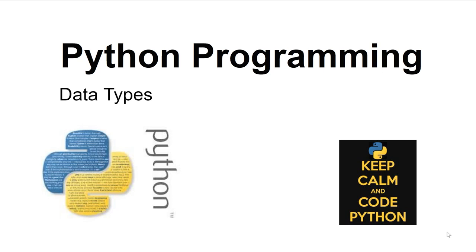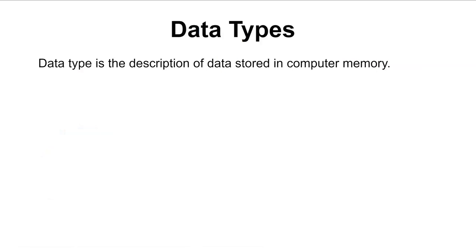Welcome to this session on Python programming, where we focus on data types. A data type refers to the way the computer understands and processes data. It's the description of data that is stored in computer memory.